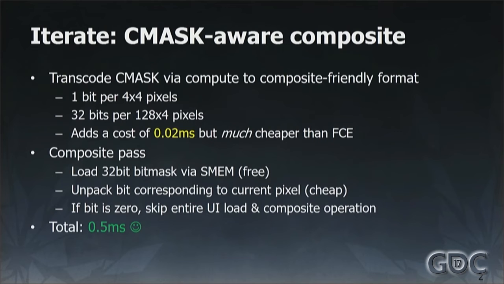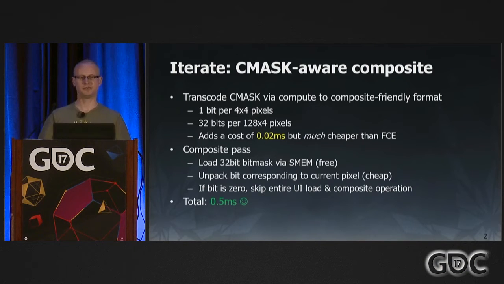However, you can, of course, issue just a very tiny transcode shader, which takes your CMASK and turns it into a format that can be read in an optimal manner for the composition. And you choose this format to match the composition thread layout. And this is a really, really cheap pass, 0.02 milliseconds. And of course, that is so much cheaper than the fast clear eliminate.